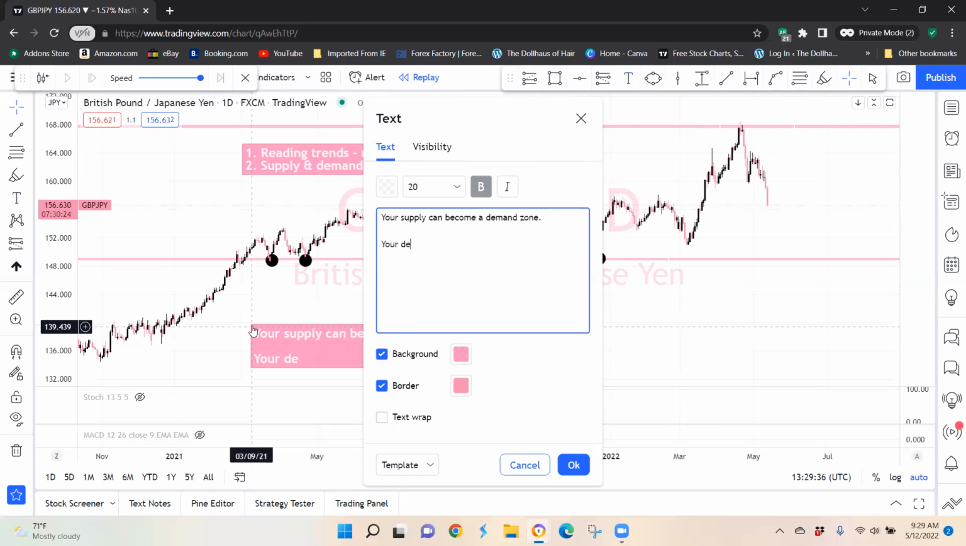Your demand zone can become a supply zone. React based on what you see. No predictions. No matter what, no predictions, you guys.